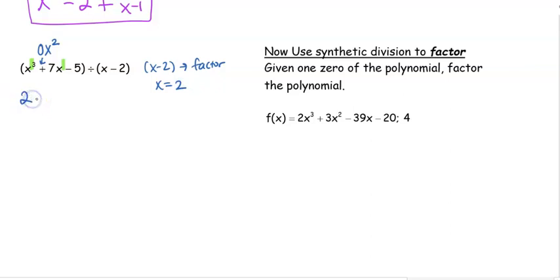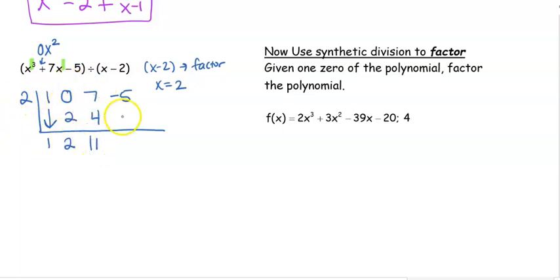We're dividing those polynomials. We have 1, 0, 7, negative 5. When that term was missing, I have to have that placeholder. If I don't have that placeholder, we're going to have problems. And then we proceed. We bring down the first term. We multiply. We add. We multiply. We add. We multiply. We add.